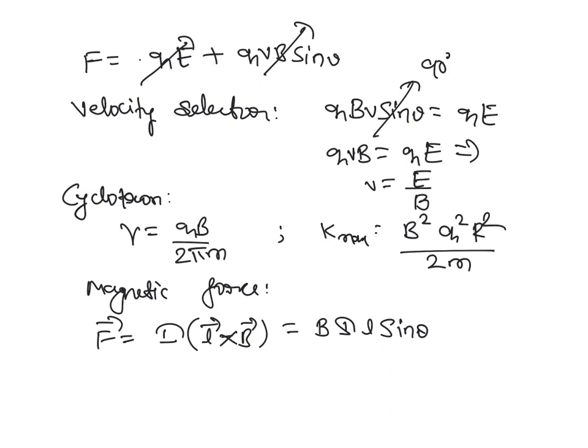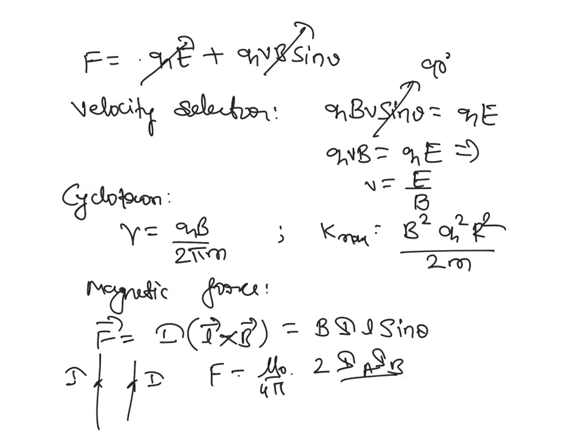The next concept is the force between two parallel conductors carrying current. Assume that the currents are in the same direction; we have already studied this. At that time both conductors attract one another, so F equals μ₀ divided by 4π into 2 I_A I_B, or I₁I₂, divided by d, where d is the separation between them. I_A and I_B are the currents flowing through the two conductors. If the directions are opposite, they repel each other. Please try to remember that.